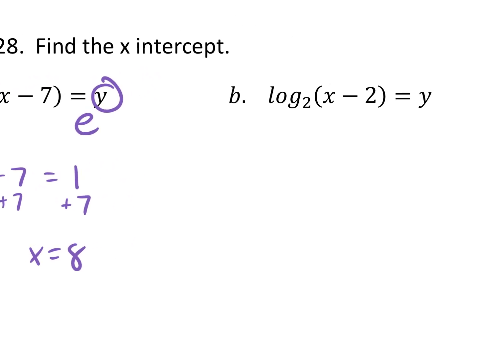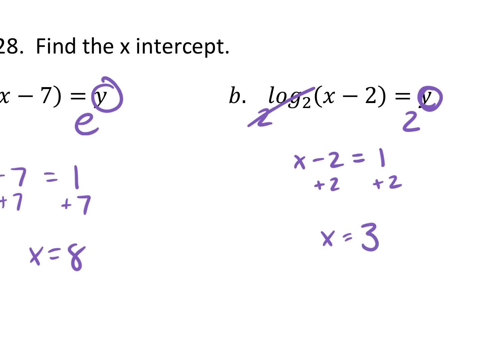Do the same thing for b. We make y 0. How do I get rid of the log in part b? Make my big base 2. So I have x minus 2 is equal to, what is 2 to the power of 0? 1. And we add 2 to both sides, so x is equal to 3.